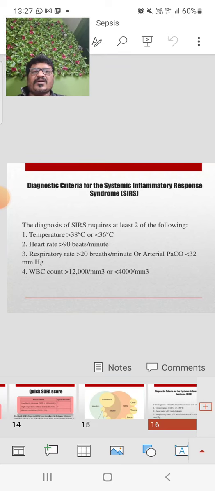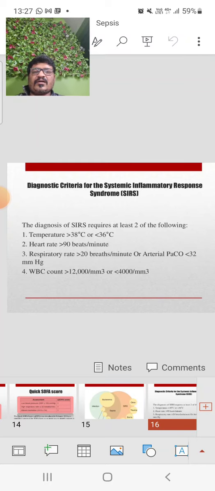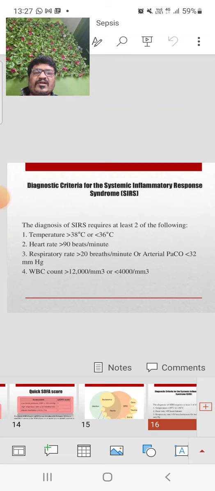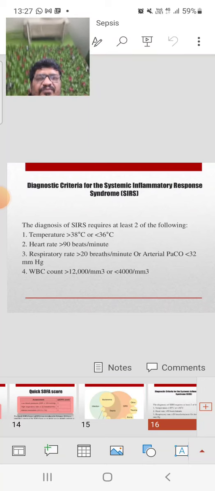Okay. So now the diagnostic criteria for the systemic inflammatory response syndrome says the diagnosis of SIRS requires at least 2 of the following: temperature more than 38 degrees Celsius or less than 36 degrees Celsius, heart rate more than 90 beats per minute, a respiratory rate more than 20 breaths per minute, or arterial PCO2 less than 32 mmHg. WBC count is more than 12,000 or less than 4,000.